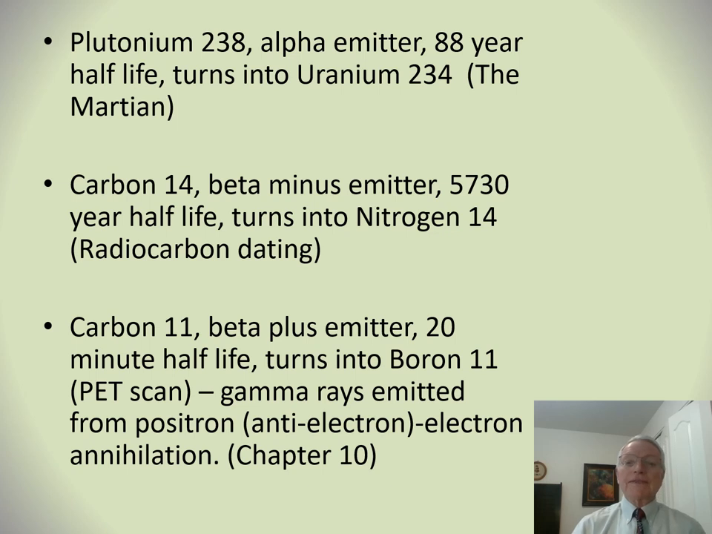And things that are really hot can make electricity. There's carbon-14, a beta minus emitter with a 5,730-year half-life; radiocarbon dating uses that. There's carbon-11, which is a beta plus emitter. It has a 20-minute half-life, and this is used for medical scanning. They use the gamma rays that are emitted when positrons, or anti-electrons, annihilate with electrons. You can detect those gamma rays that come out, and this is called a PET scan.